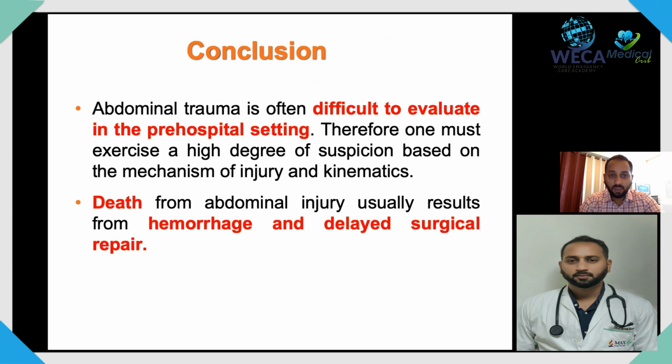Now, concluding everything, abdominal trauma can obviously be very difficult to evaluate in a pre-hospital setting. So based on the mechanism of injury and other patient factors, there has to be a high degree of suspicion. Mostly, death from abdominal injury will result from hemorrhage and delayed surgical repair. So as we spoke earlier, the three keywords for pre-hospital management have to be scoop and run.